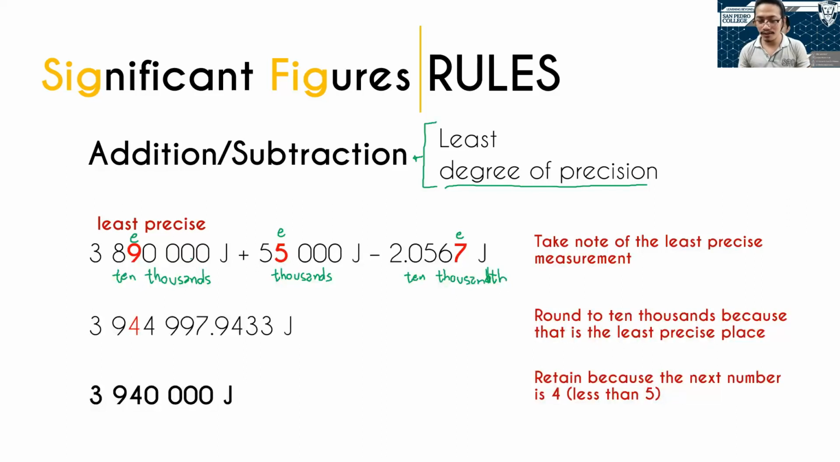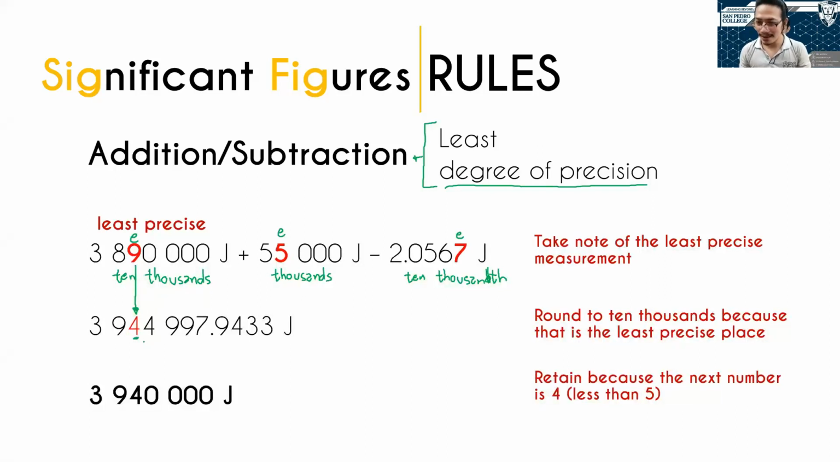Least degree of precision. So if you are going to add and subtract that using our calculator, it will give us 3,944,997.9433 joules. Yun yung sagot sa calculator. The question is, what are we going to report as our final answer? Okay? So remember, our estimate is 10,000. So ibig sabihin, dito, this is our estimate. Okay? Least precise. Ito yung least precise, yung 10,000s. So, ibig sabihin, ang 4 na ito, we are not sure of it. This is only an estimate. So, estimate si 4, yan yung least na estimate natin.